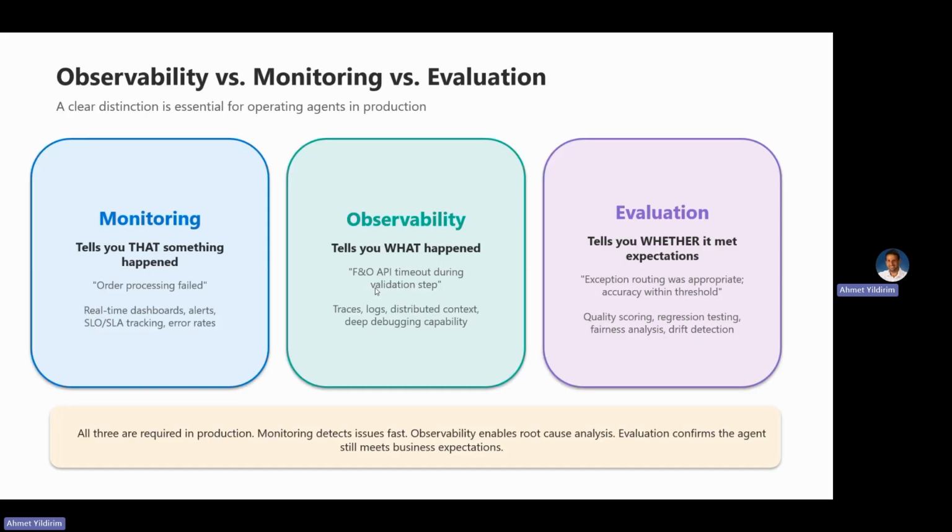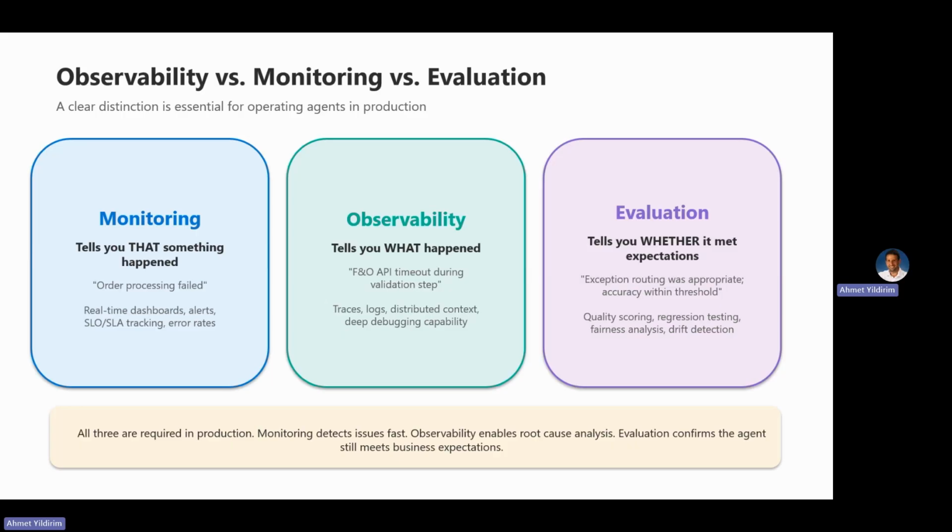So now we come to an important point. This is an important distinction that often gets confused in practice. Monitoring, observability, and evaluation serve different purposes in production. Let's start first with monitoring. Monitoring tells you that something happened. Let's say order processing failed for the sales order agent. It's your real-time dashboards, alerts, SLO, SLA tracking, and error rates.